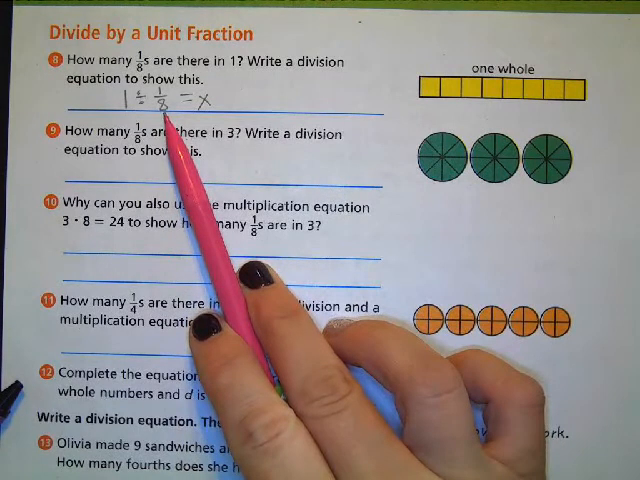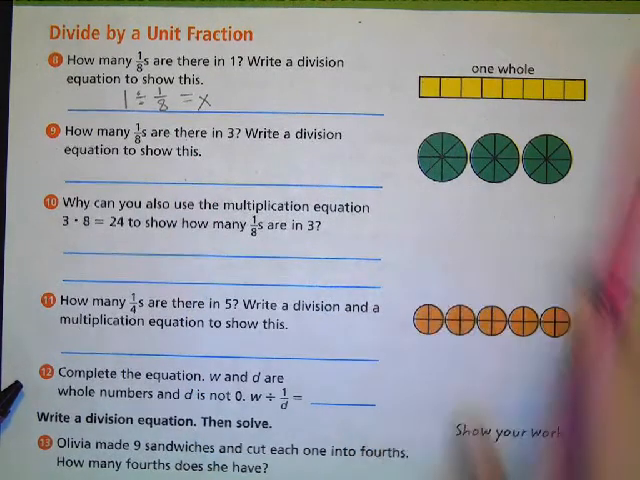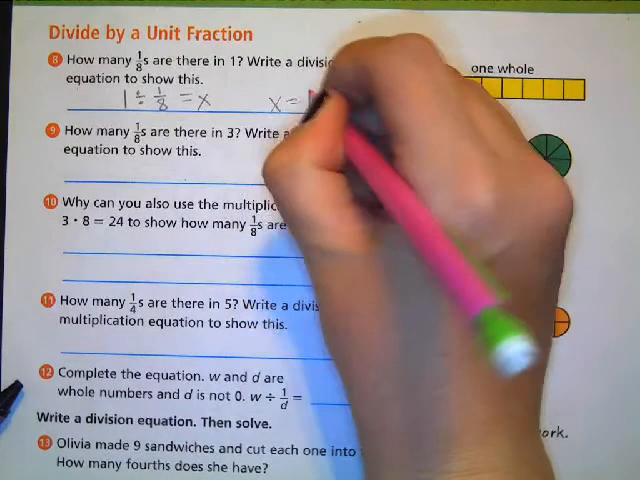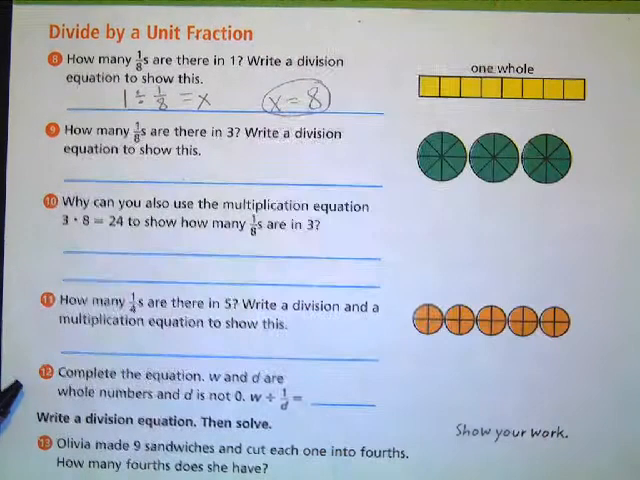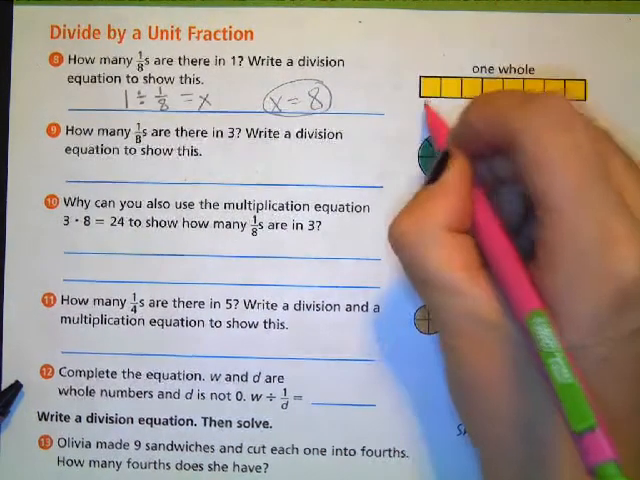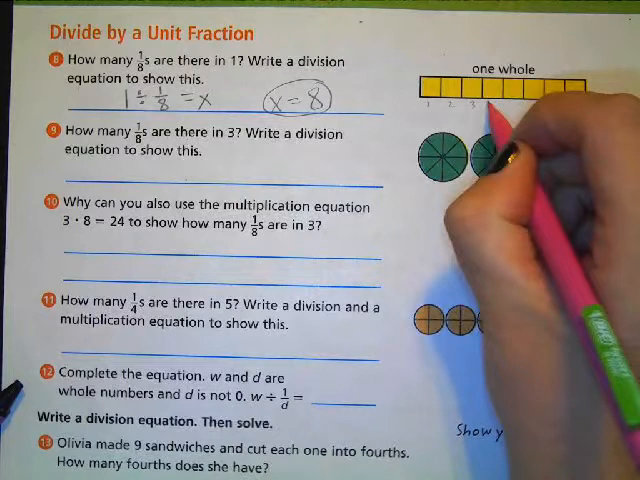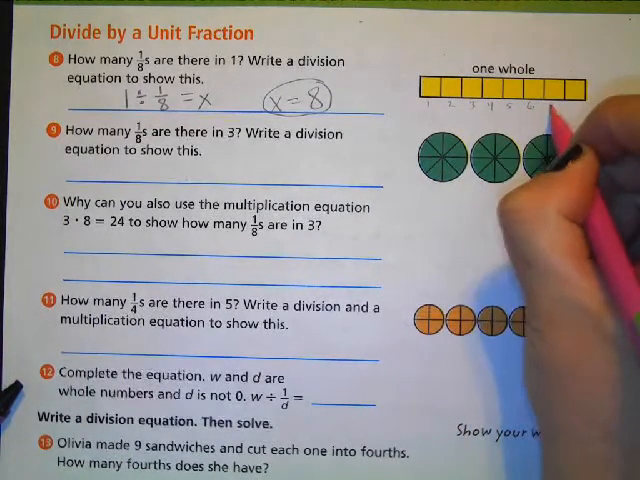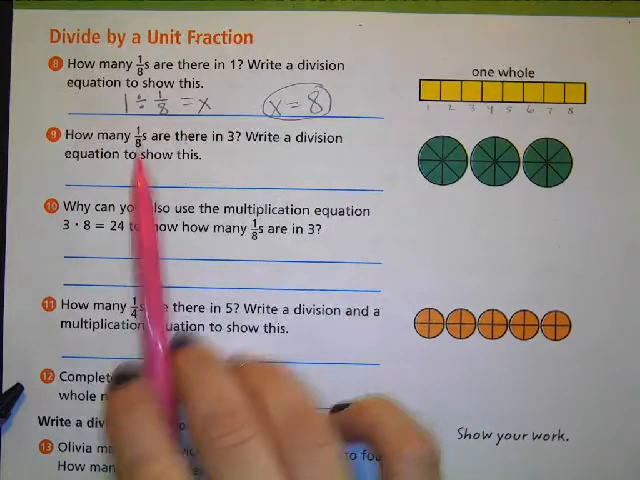Well, they've shown us a picture of it. If this is a whole, and I divide that whole into 1/8 size pieces, how many pieces total do we get? X equals 8. There are 8. You want to count them out? We can. Make sure you number this.